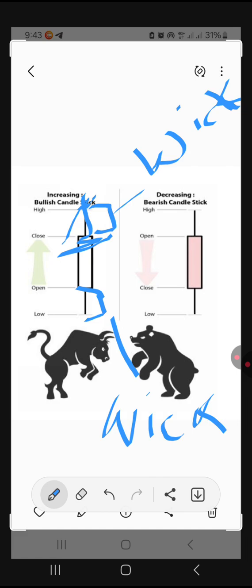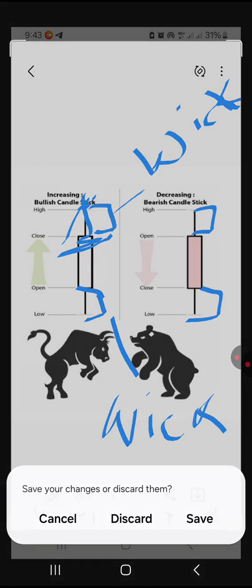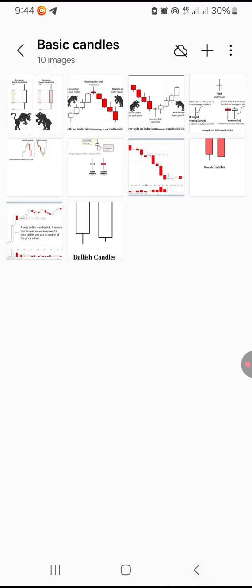Are you understanding? So don't bother yourself, just follow. We'll understand it. A wick is just this tiny thing above or below the body. That is what we call a wick. Does it make sense? Now it feels like the class is becoming complicated. Just relax. We'll take everything slowly. You will understand it. Just relax.